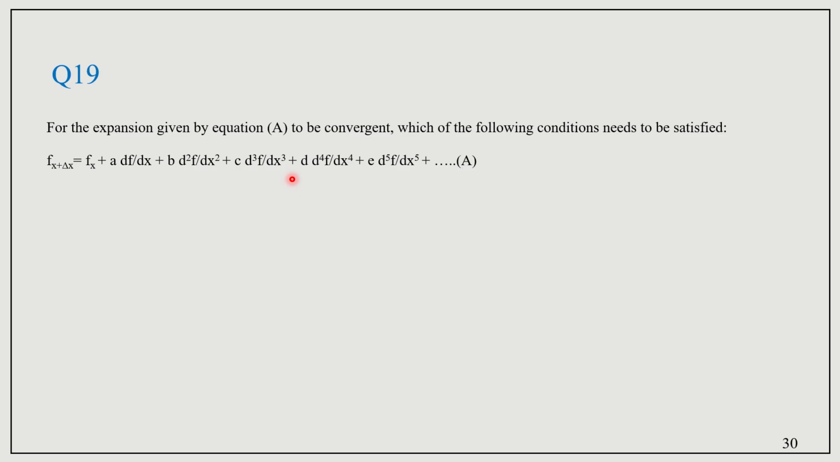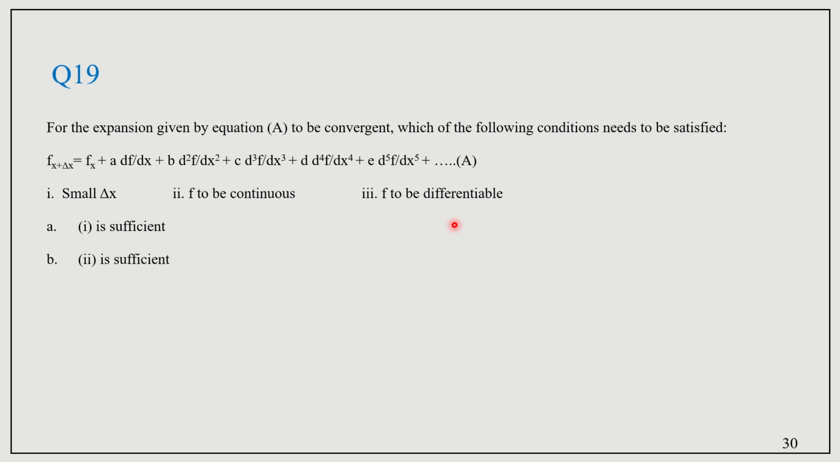So we will see option 1, small delta x, option 2, f to be continuous, and option 3, f to be differentiable. As we all know, for Taylor series expansion, the delta x should be small, f should be continuous, and also it should be differentiable. So all three need to be satisfied for A to be convergent. We'll see the options first. Option A, 1 is sufficient, option B, 2 is sufficient, option C, 3 alone is sufficient, option D, all 3 are necessary.